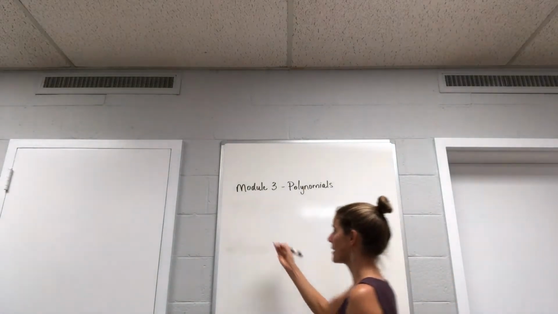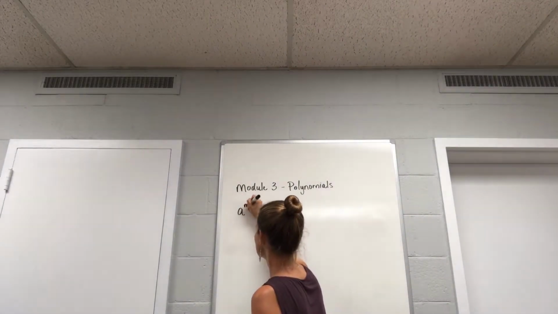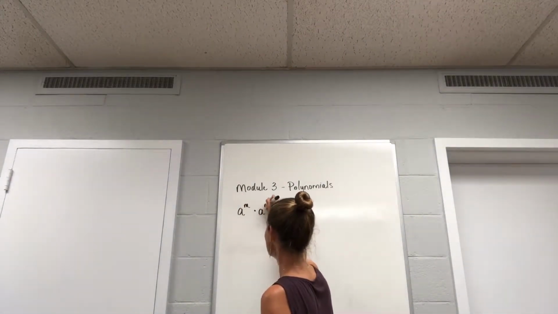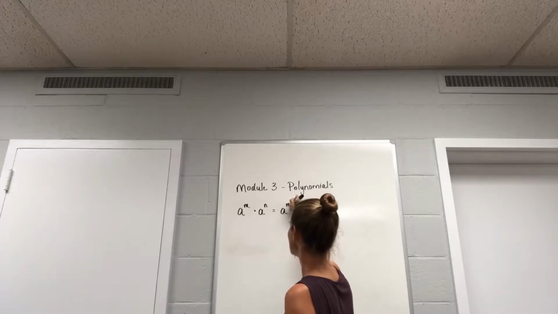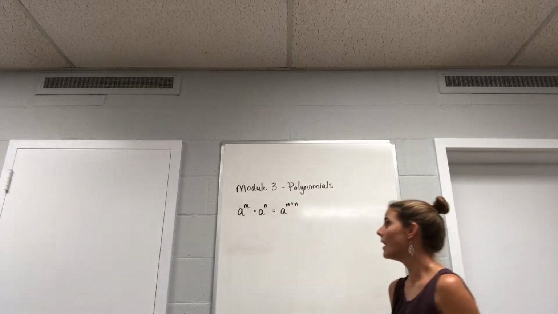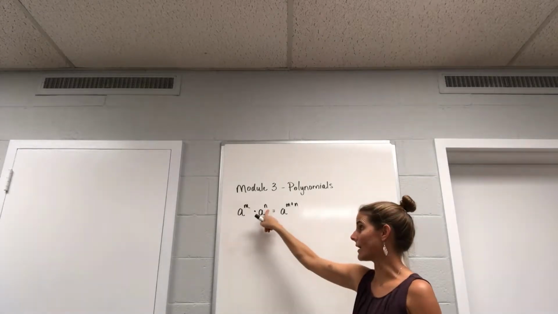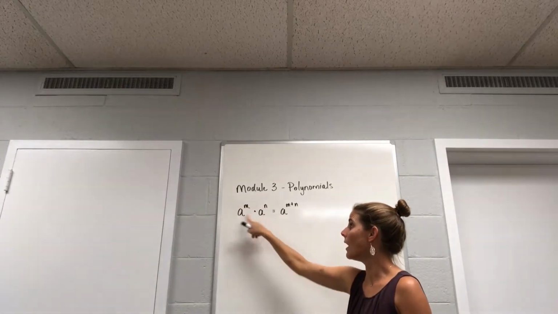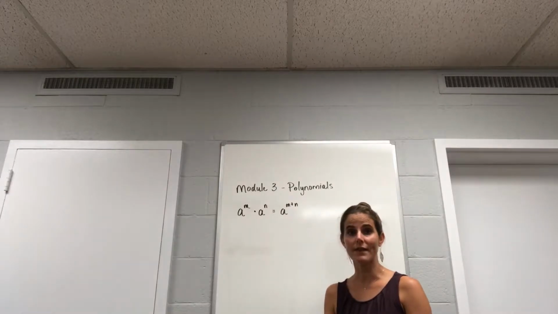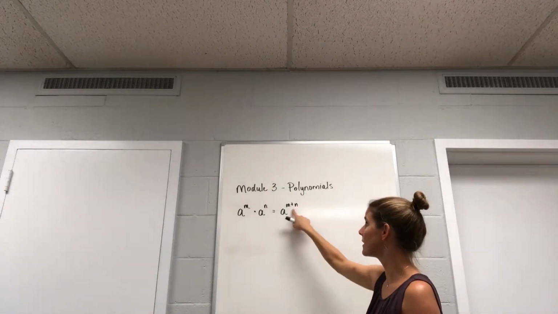So the first one is the product rule, and this is a to the m power times a to the n power equals a to the m plus n power. This is called a base, and the m and n are exponents. And if you're multiplying 2 powers and they have the same base, you can just combine them.